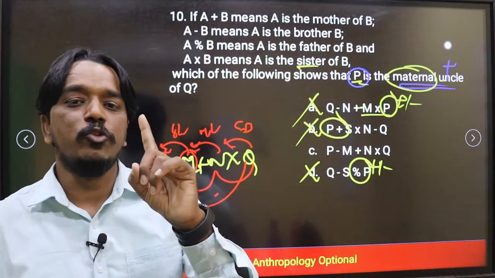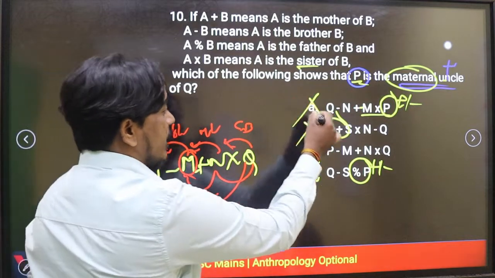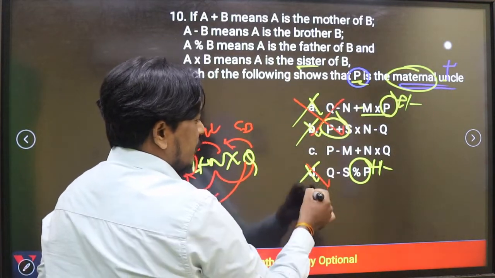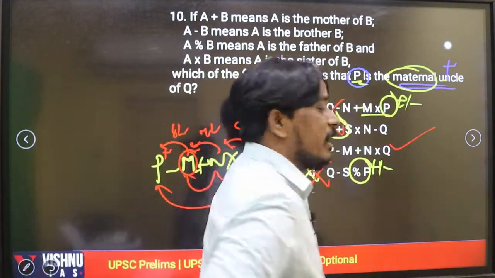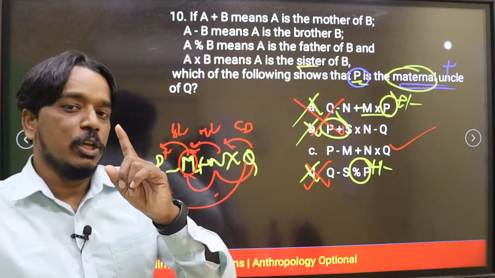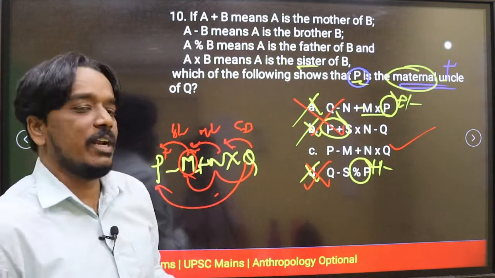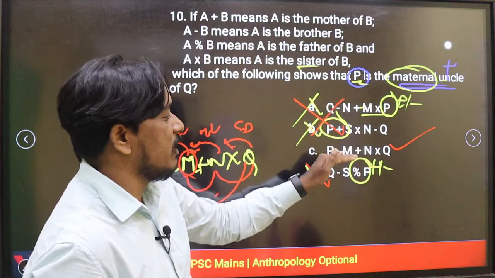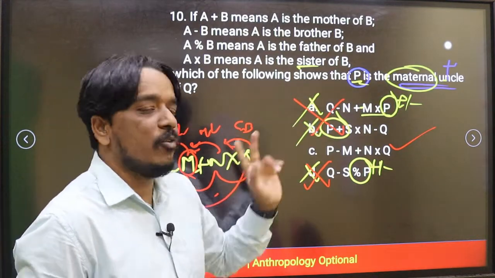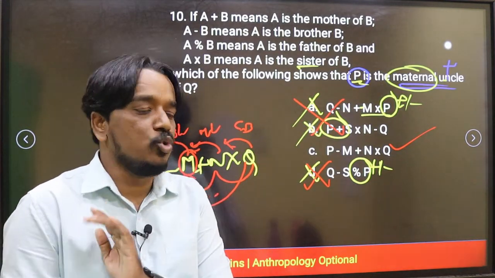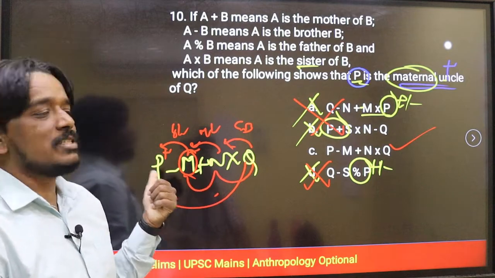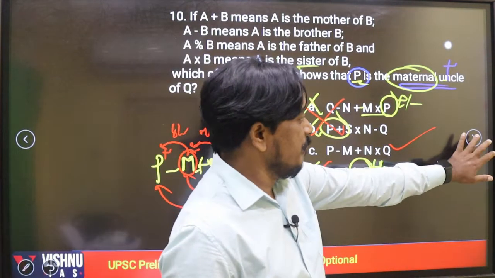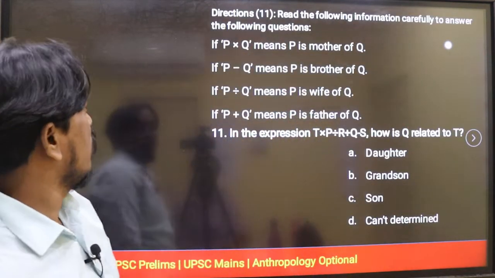But directly, if you apply the gender technique, we eliminated three options. We are left with only C. But I am not saying every time you will get only these simple questions. You will get difficult and moderate questions also. That means we cannot eliminate every option. You can eliminate one or two options, but for the remaining two options, we have to follow this particular method. Let's see one more question here. Very simple.